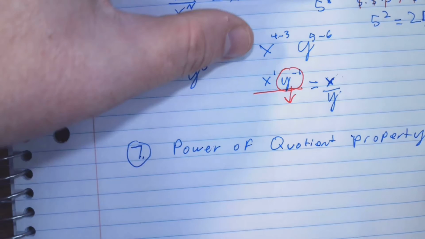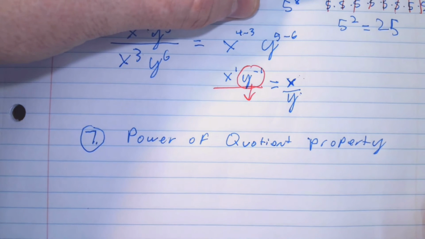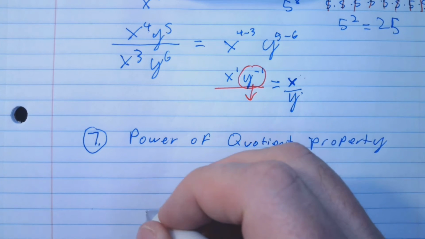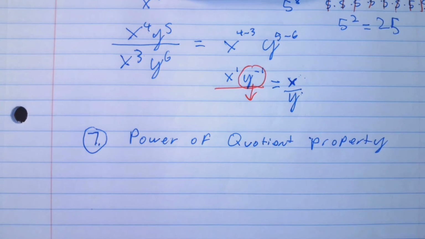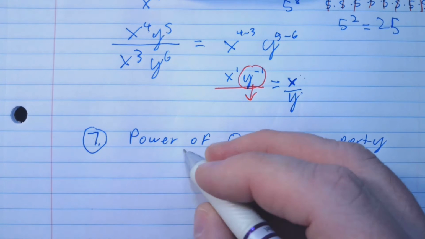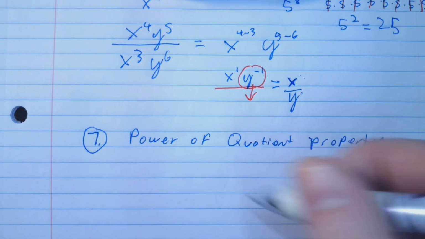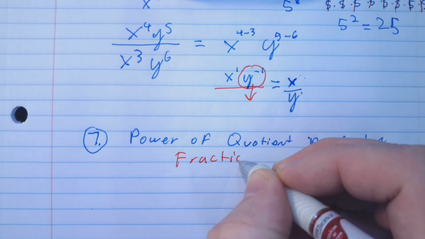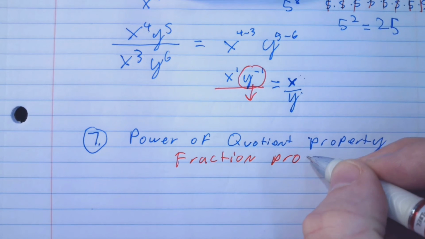Okay, and again, this is just in case you need help with stuff. You can Google it. And basically, this is the fraction property. So you can just say this is fractions. That is what it deals with.